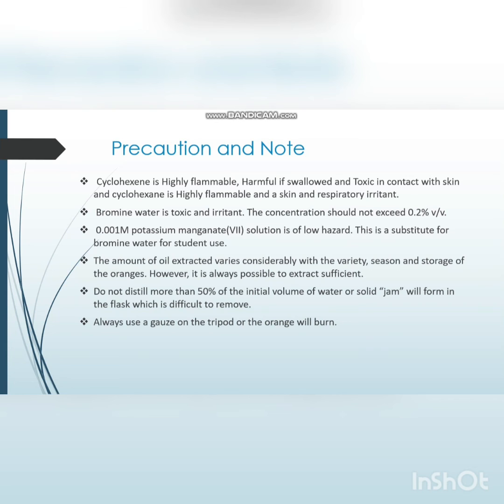The amount of oil extracted varies considerably with the variety, season, and storage of the oranges. However, it is always possible to extract sufficient. Do not distill more than 50% of the initial volume of water, or a solid jam will form in the flask, which is difficult to remove. Always use a gauze on the tripod or the orange will be burned.